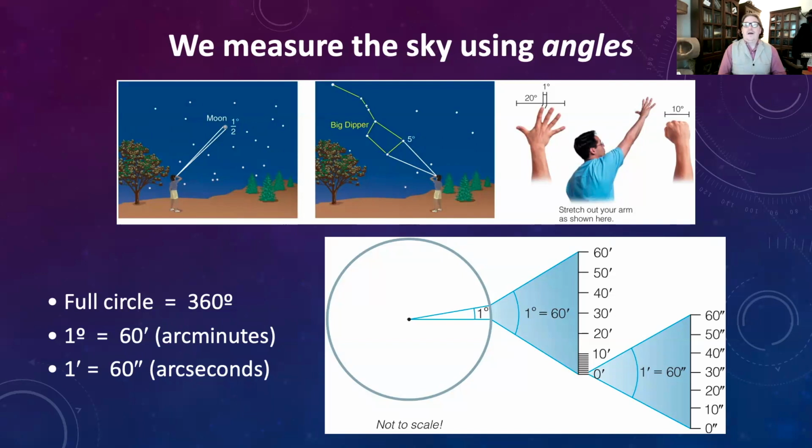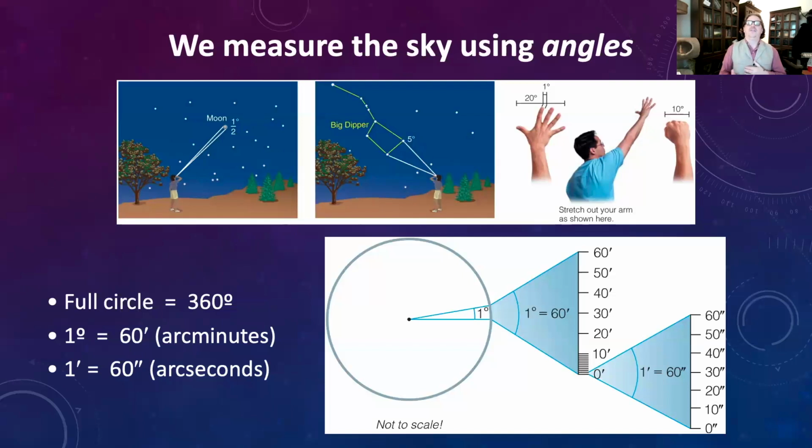And so there are a couple of kludgy ways that you can estimate these things using your hand. Your finger, on average, is about 1 degree. The span from thumb to pinky is 20 degrees. Your fist is 10 degrees. But again, these are very imprecise ways of doing this.